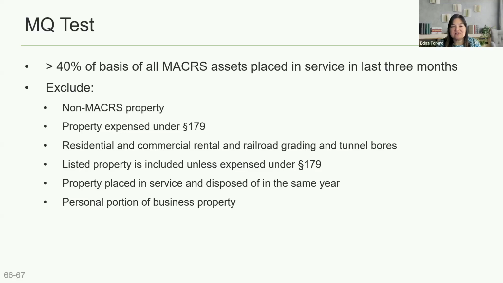Properties placed in service and disposed of in the same year, or personal portion of business property. So you've used a portion of that building or that location or that item, that asset for personal property. So that's not going to be deductible.